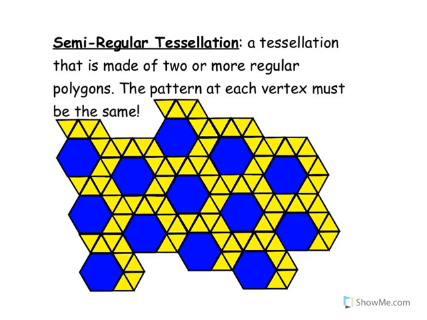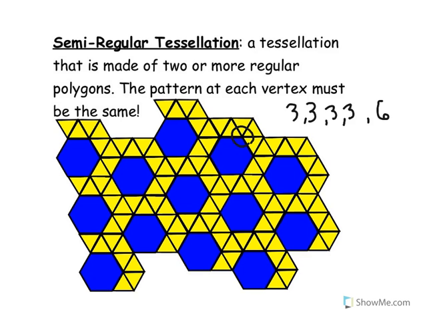Next up would be semi-regular tessellations. A tessellation that is made of two or more regular polygons. The pattern at each vertex must be the same. So let's take a look at the one that we have here. If I take a look at this vertex right here, we have one hexagon and four triangles. That would be 1, 2, 3, 4 triangles. So this would be a 3, 3, 3, 3, 6 tessellation.